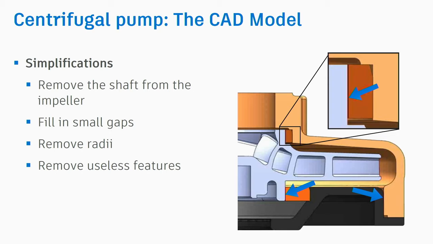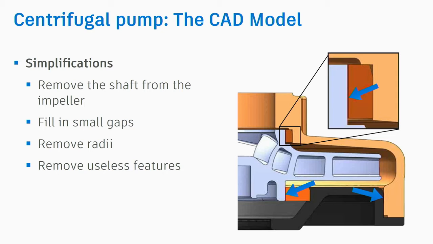One of these simplifications is to remove the small gaps, because the small gaps may be problematic, as you need to create more mesh for them. And if you create more mesh for them, you're going to have a huge mesh, while the small gaps don't give any additional value to the final results.